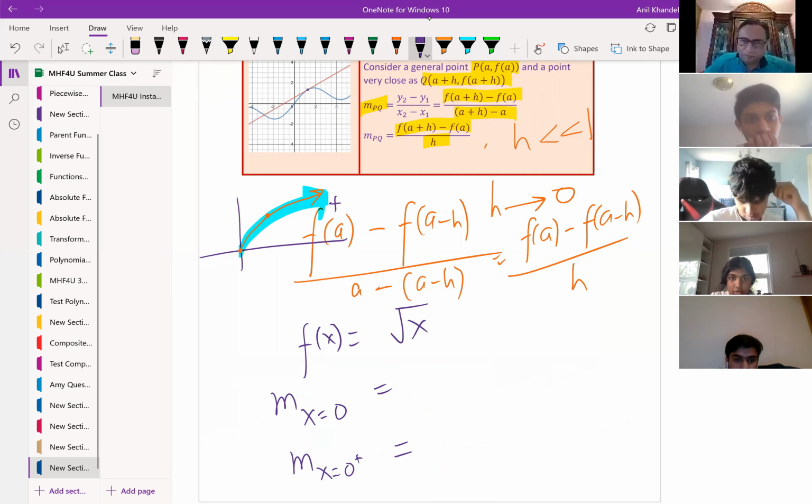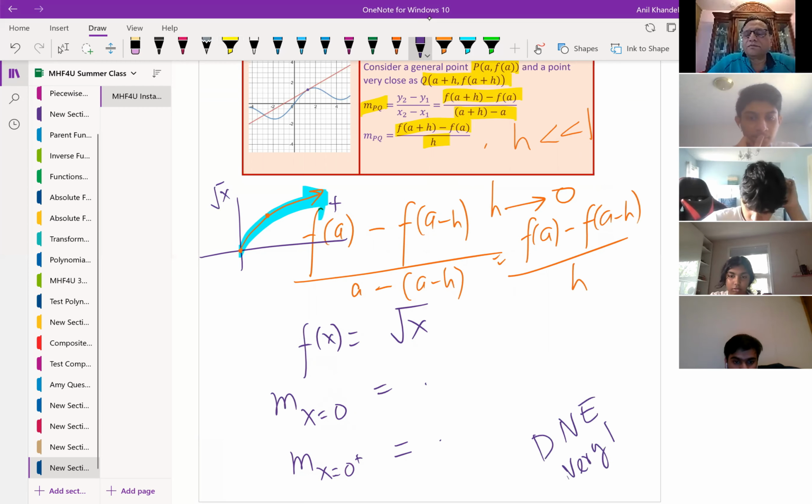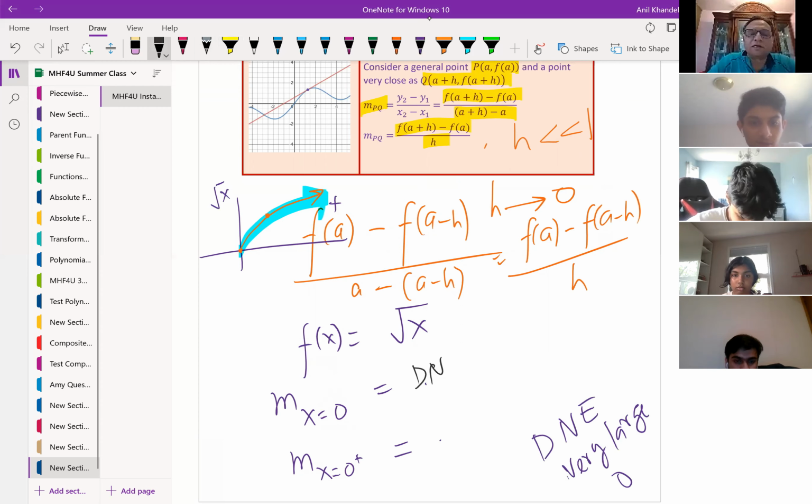Okay, Akshit. First question, what is the slope of the tangent at x equals to 0? This is my graph, square root x. And what is the slope of the tangent at x equals to 0 plus? Tell me, what is the answer for these two? My options are does not exist, very large, or 0. Tell me. Sir, I'm thinking for slope of x equals to 0, it would be very large. And the other one?